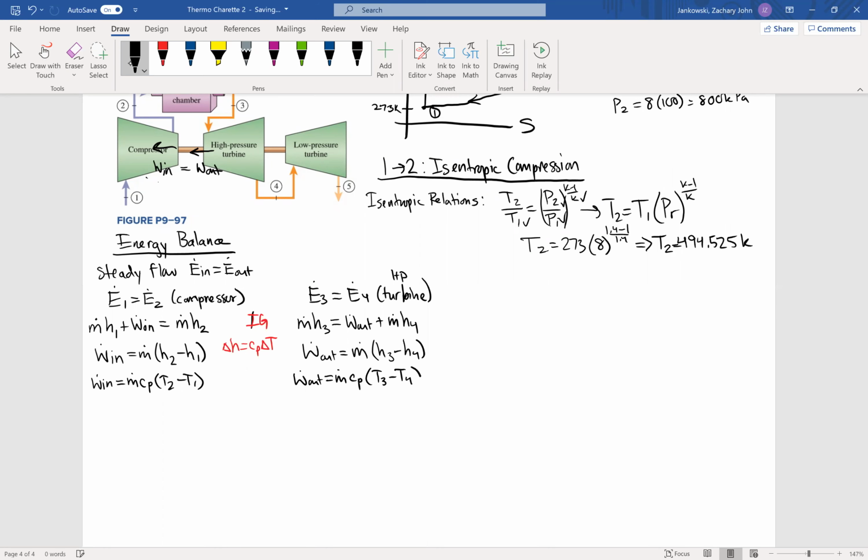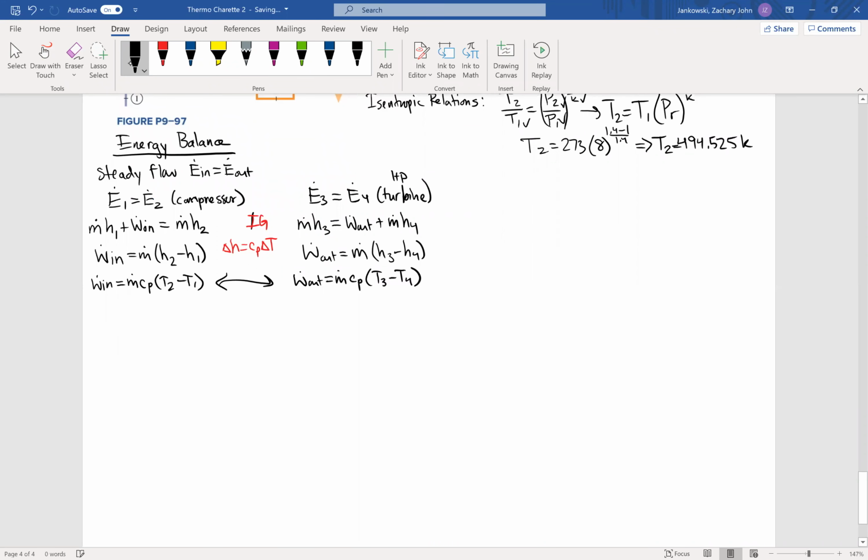Now, knowing that we want to set our W dot in of our compressor equal to our W dot out of our turbine, we can now equate these two energy balance equations. We get that our m dot Cp of T2 minus T1 is equal to our m dot Cp of our T3 minus T4. And noticing that our m dots are going to be the same throughout the entire process, as well as our constant pressure specific heats, we get that our T2 minus T1 is equal to our T3 minus T4.